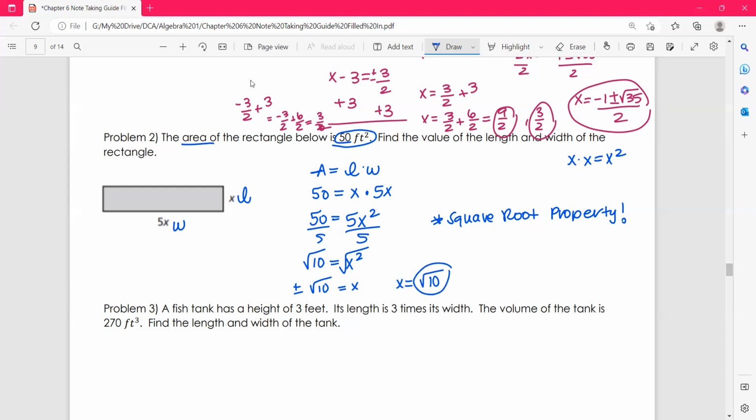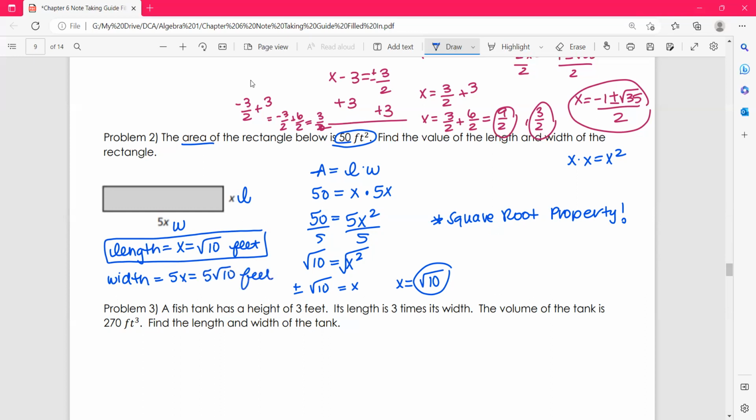So it says find the value of the length and the width. So let's go back to our problem. The length we said was x, and I just solved for x. So that's square root 10. We could say feet. And then the width we said was 5x. 5 times the square root of 10 feet is my width. Answer both questions by substituting it back in.